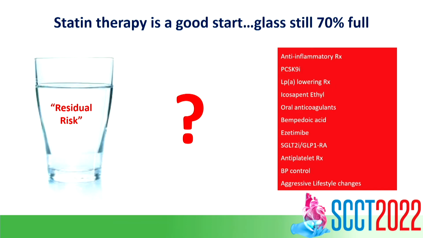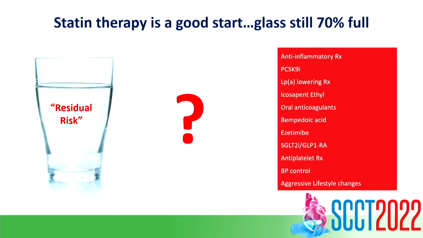Now, that was a young patient. What about patients that actually have coronary disease, patients who are actually at risk? We know that statin therapy is a good start, but it only reduces risk by 30%, meaning that the glass is still 70% full. So I think one of the things we're trying to do in preventive cardiology these days is to say, what else can we do beyond just statins?